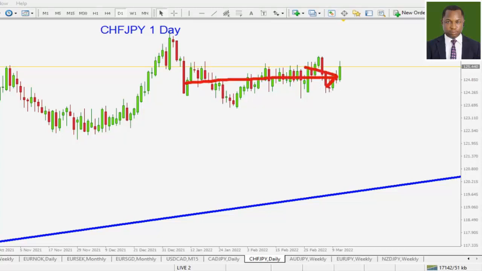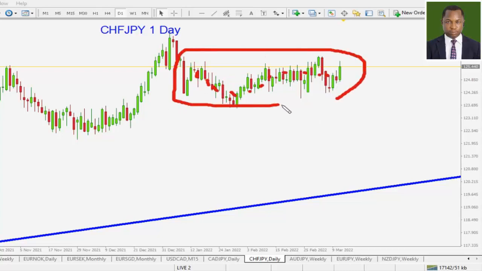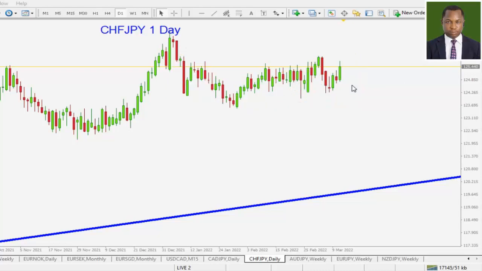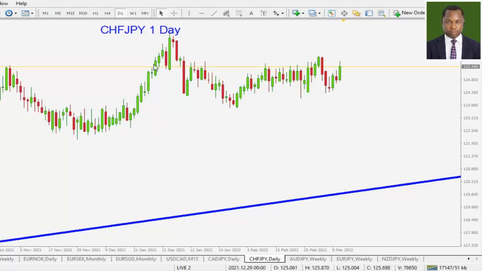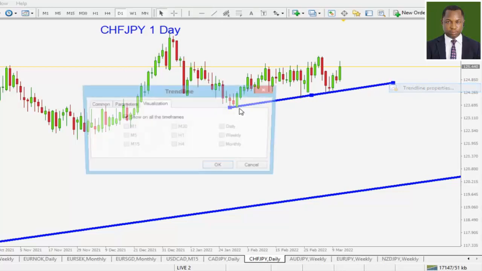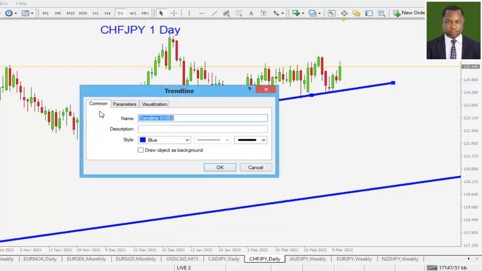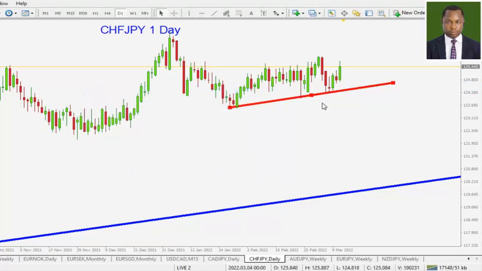Look at the kind of tiny candlesticks we have been having for the past weeks, for so many days, because of the tension, the war between Russia and Ukraine. For several weeks, you can count those weeks, individual candles, price has been busy doing nothing. So let's try to connect the lows, those daily lows, then try to connect the highs.